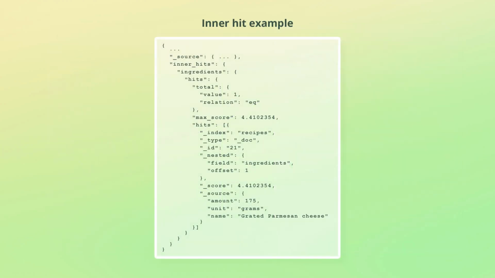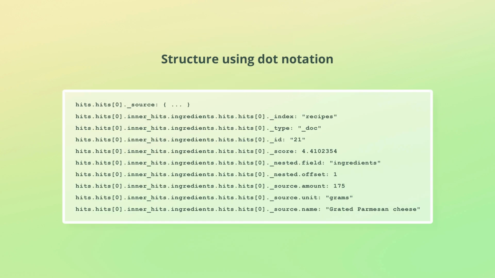Alright, I know what you're thinking by now. This JSON object is getting out of hand. Yes, I agree with you, it's a bit of a nightmare to look at, but that's just how it is. Fortunately, you will usually interact with search results programmatically, so you won't have to look at it very often. Anyway, here is the JSON object shown with dot notation, which is a bit easier to look at. It's still fairly ridiculous, but hey, don't blame the messenger.